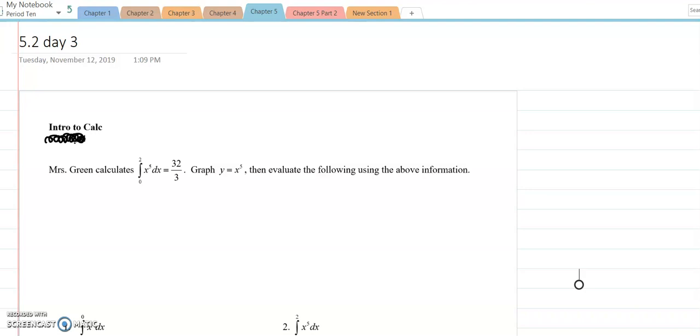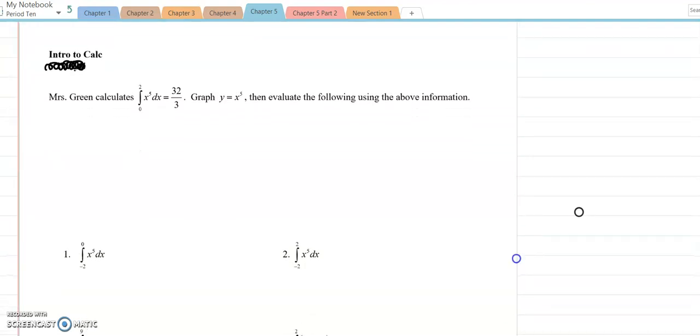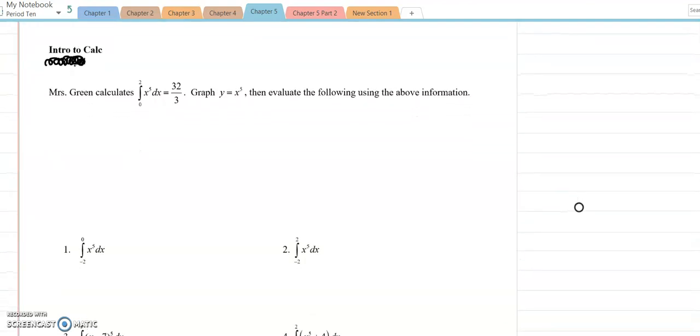So I calculate the integral from 0 to 2 of x to the 5 dx, and I get that that's 32/3. So right now you don't have to know how I come up with that. Eventually you will know how to do that. But right now we're just going to kind of play around with the area as we go through these integrals.